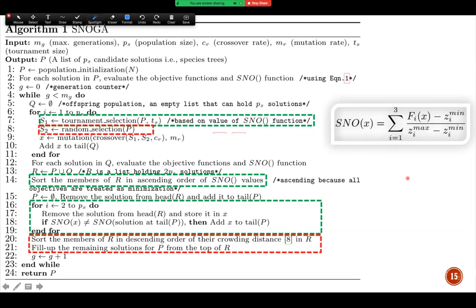And we use the crowding distance concept of multi-objective optimization to pick some sparsely spaced solutions in the objective space, and used random selection to ensure their participation.